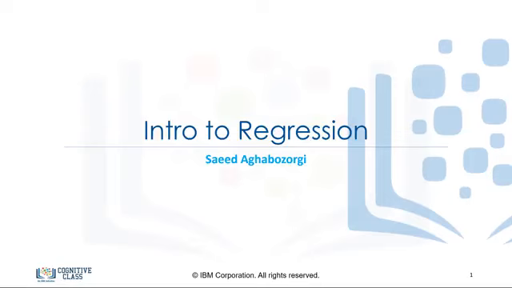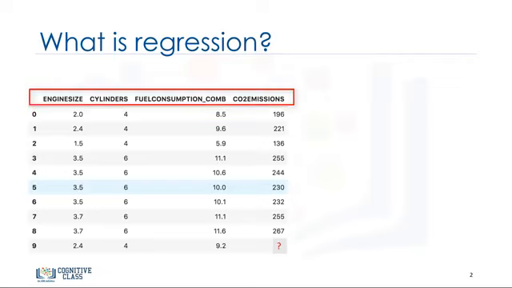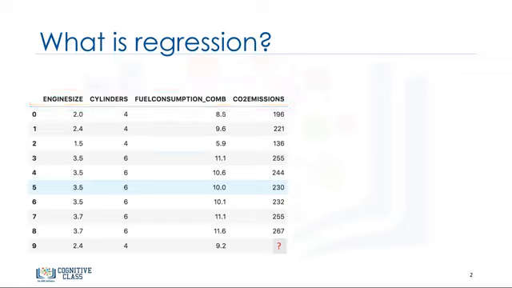So let's get started. Look at this data set. It's related to CO2 emissions from different cars. It includes engine size, number of cylinders, fuel consumption, and CO2 emission from various automobile models. The question is, given this data set, can we predict the CO2 emission of a car using other fields, such as engine size or cylinders?